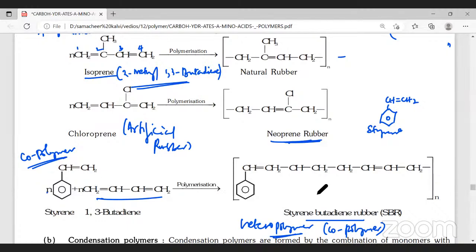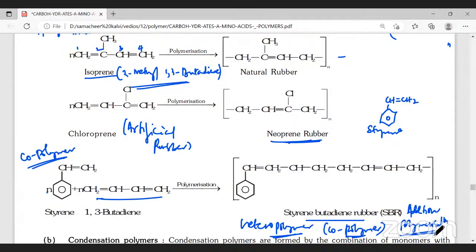When they are polymerized, we get styrene butadiene rubber. It is abbreviated as SBR. It is an example for a copolymer, and this also is an example for addition polymerization because we do not have any byproduct. Therefore, it is also an example for addition polymerization.